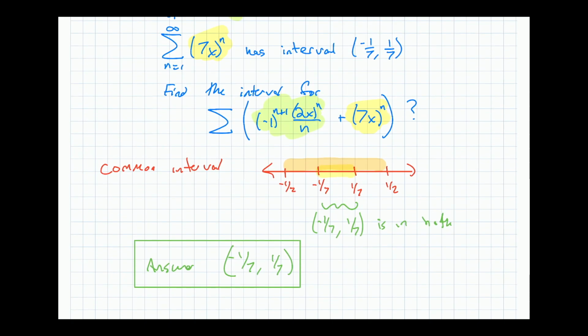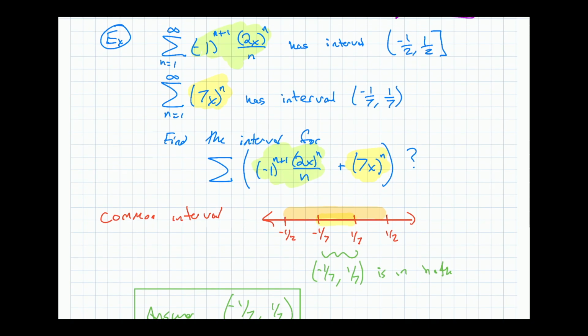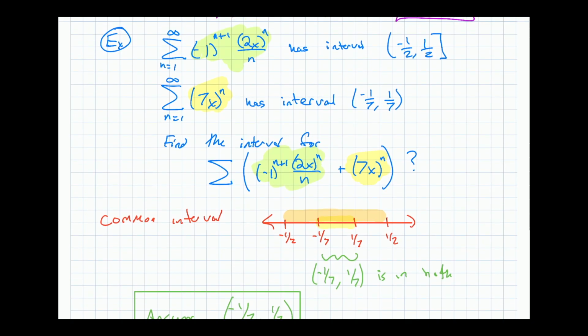So don't get too confused on these, right? They make it sound like you're doing something complicated and you're not. What you're definitely not doing is trying to apply the ratio test or something on here. They're already telling you a lot about the original series. You don't do a ratio test.